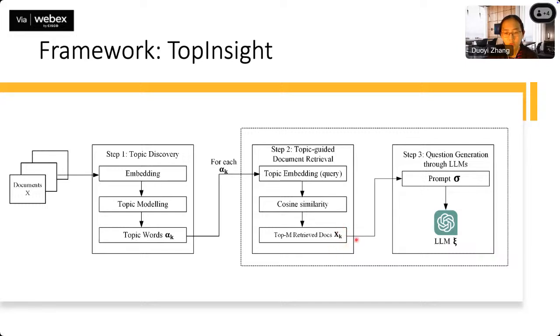Here the number M is much smaller than the original number of documents. For example, we only choose the top 100 documents for each topic, and then we generate the questions using a prompt and a large language model. The large language model will generate the common questions given these X_k documents.